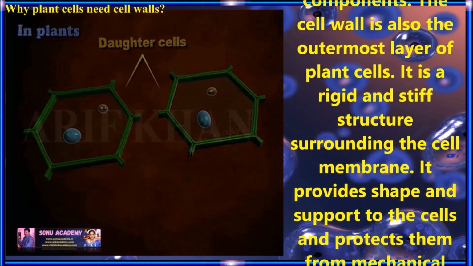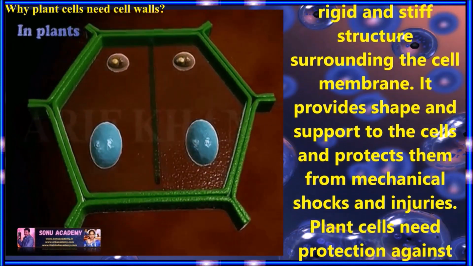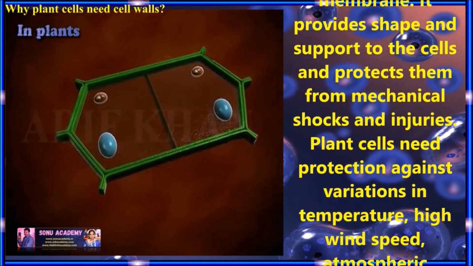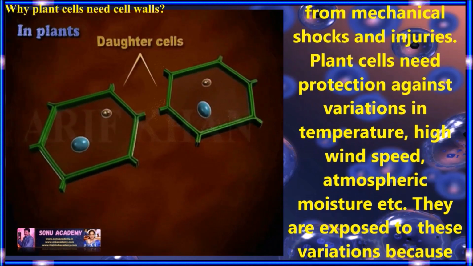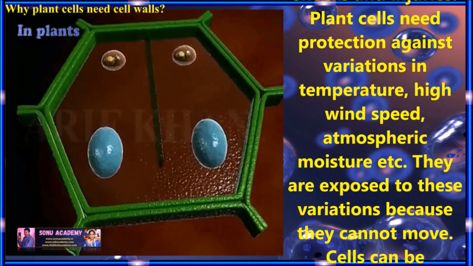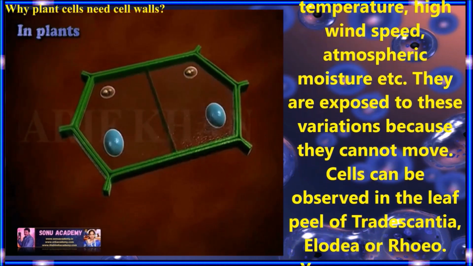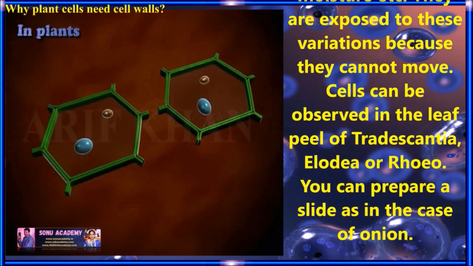It is a rigid and stiff structure surrounding the cell membrane. It provides shape and support to the cells and protects them from mechanical shocks and injuries. The plant cells need protection against variations in temperature, high wind speed, atmospheric moisture, etc. They are exposed to these variations because they cannot move.